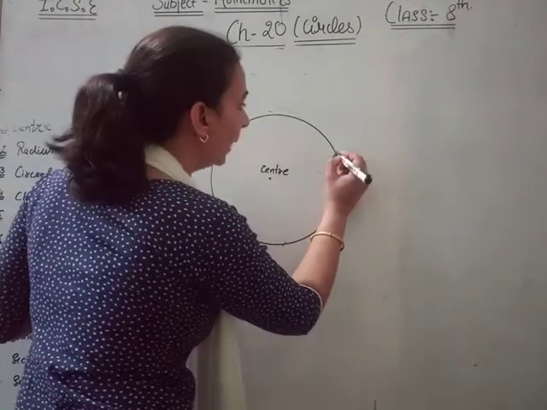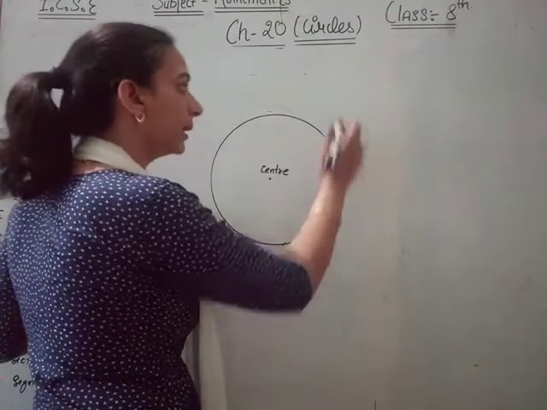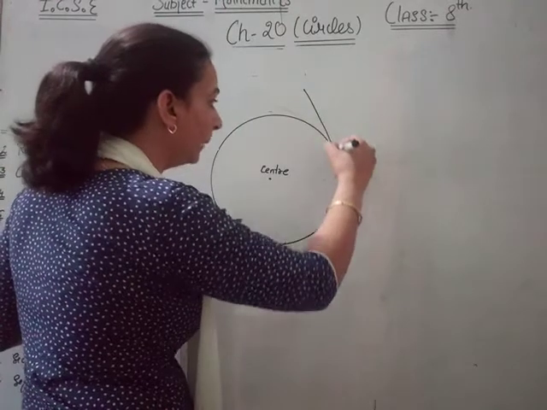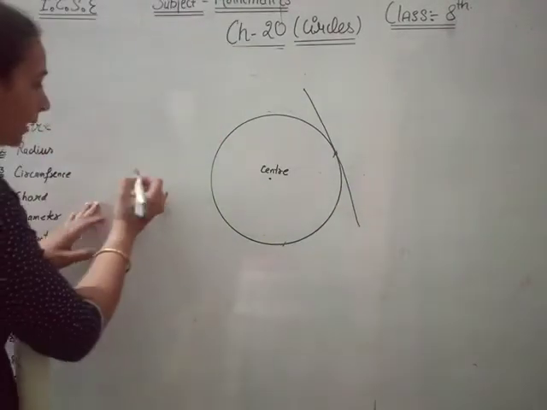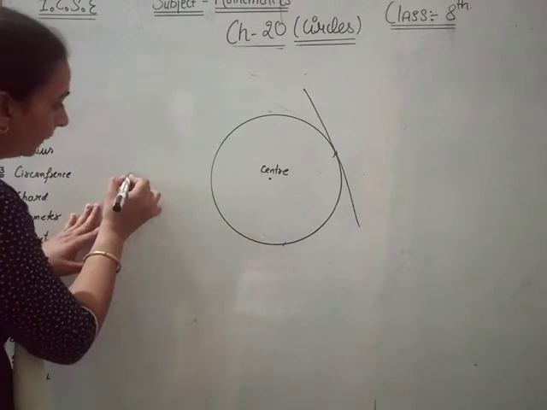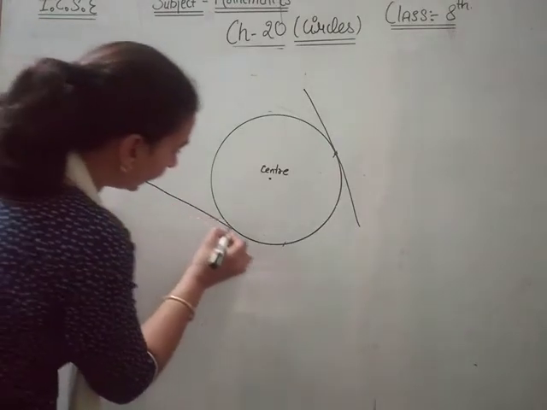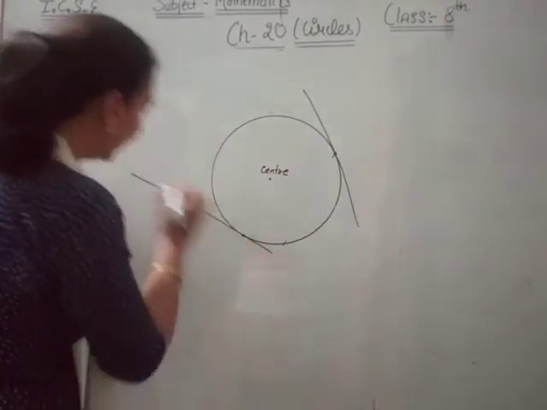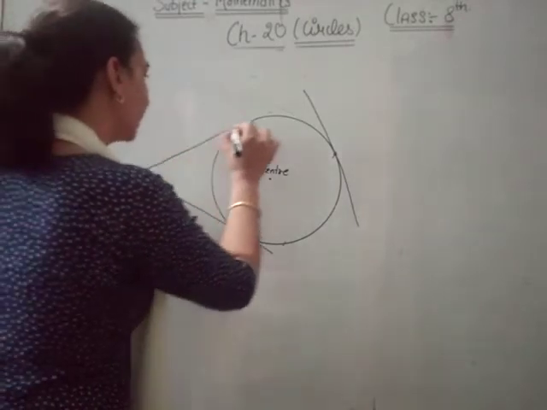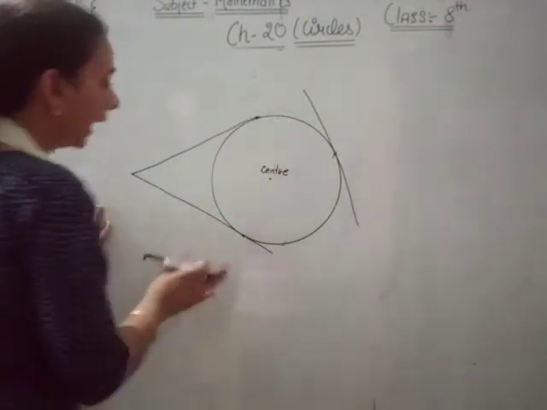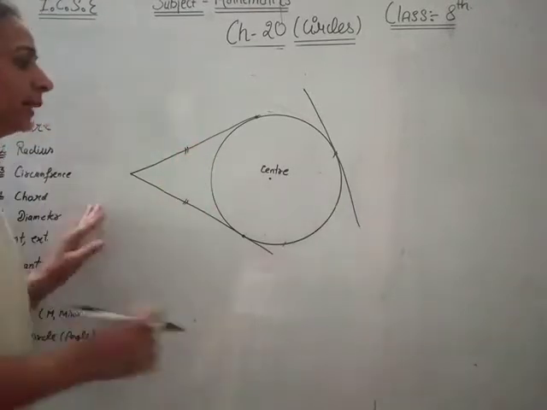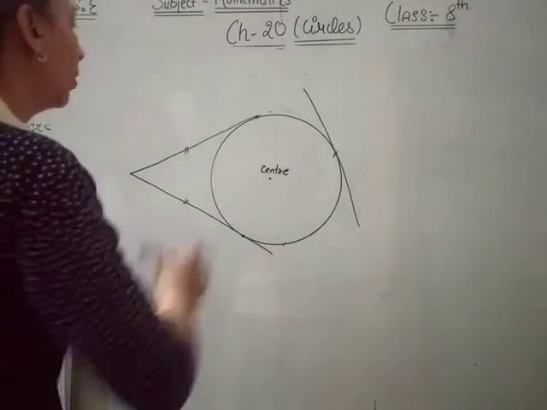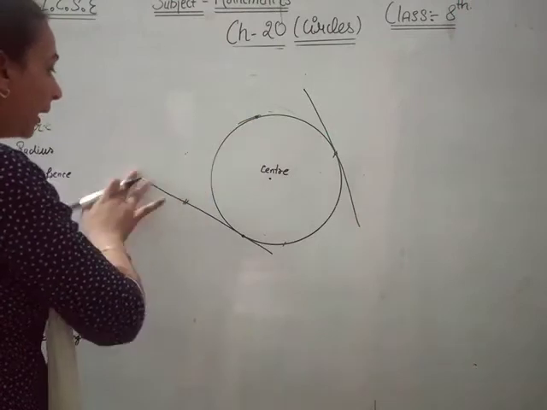If a point is on the circumference, then there is only one tangent. If there is any point outside the circle, then this is a tangent, this meets at a point, and this is also a tangent, and these two tangents are equal in length. Okay. Then next part is after tangent.